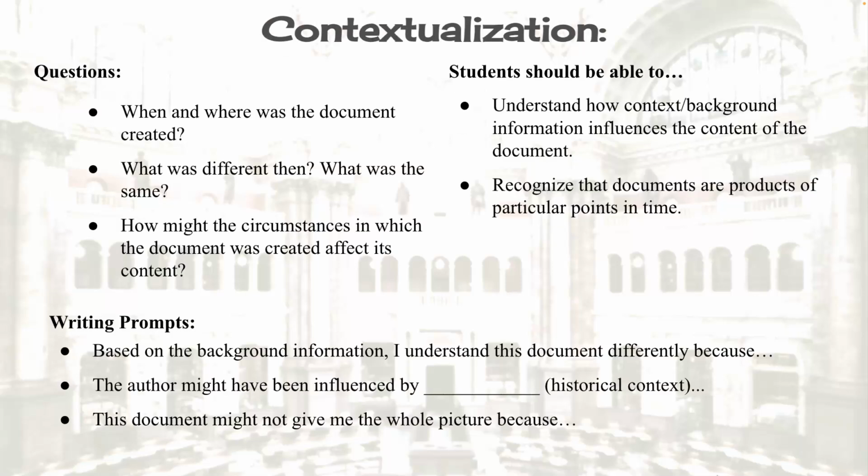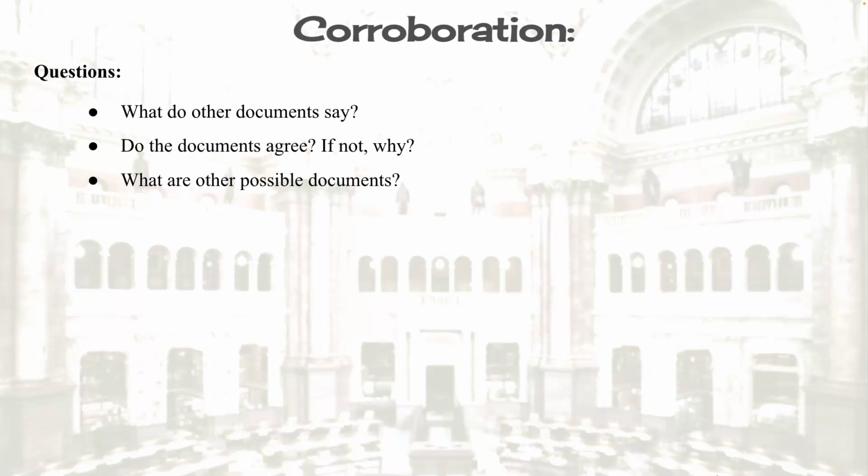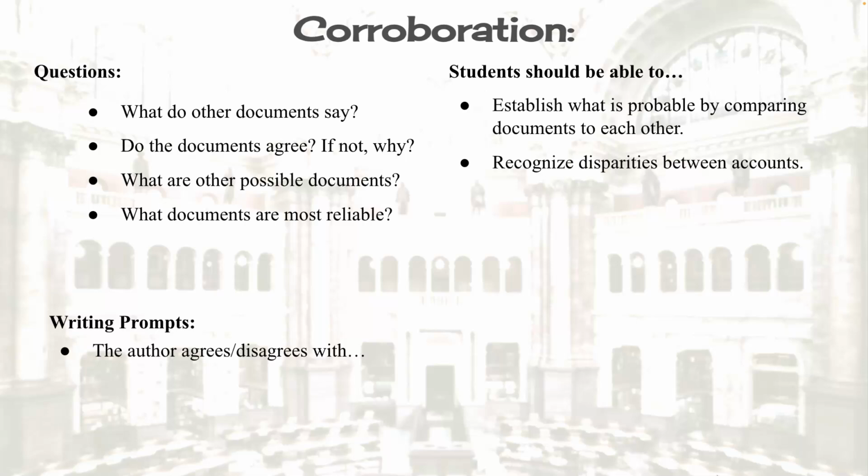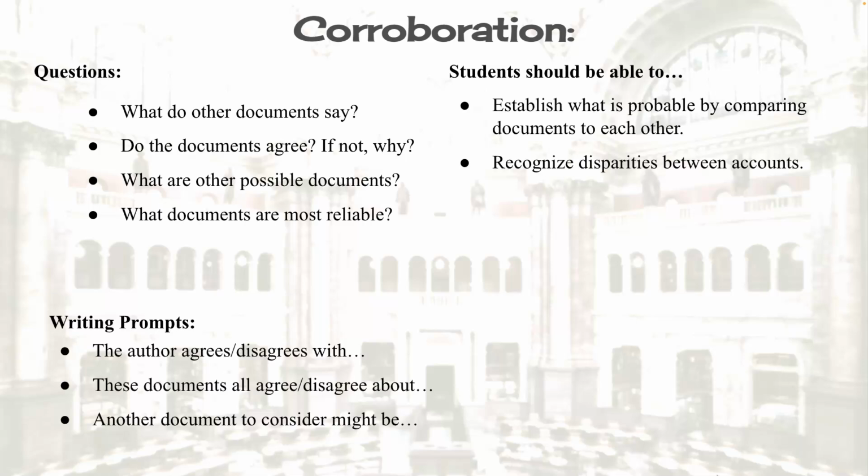Again, you should be able to answer all the questions. You should be able to understand the context of the document, and then, of course, write a short summary about it. Corroboration, again, you should be able to identify other documents that work with your document that you're researching and say whether they agree or not. If they don't agree, why not? If they do agree, why? And then, of course, that would be your short writing prompt from corroboration.